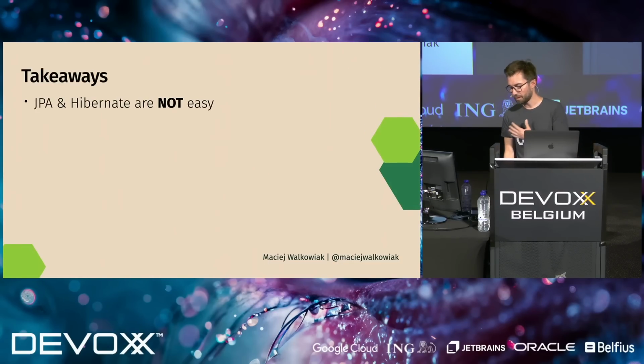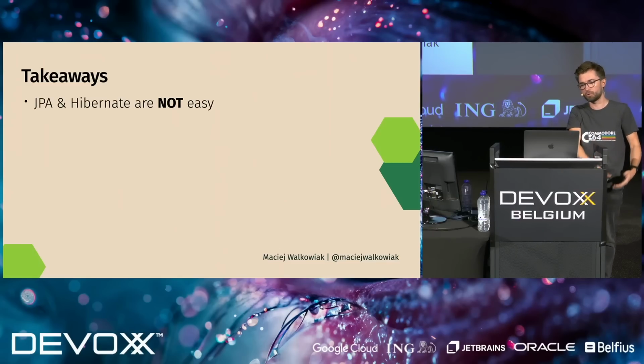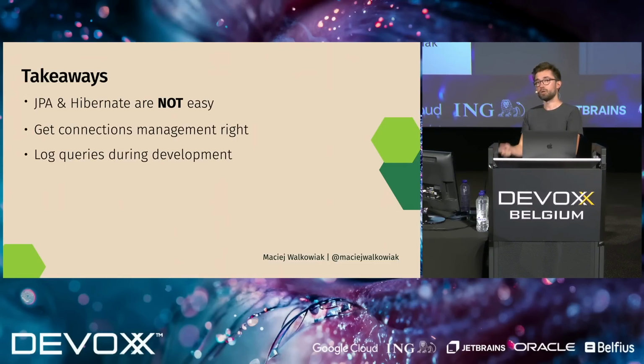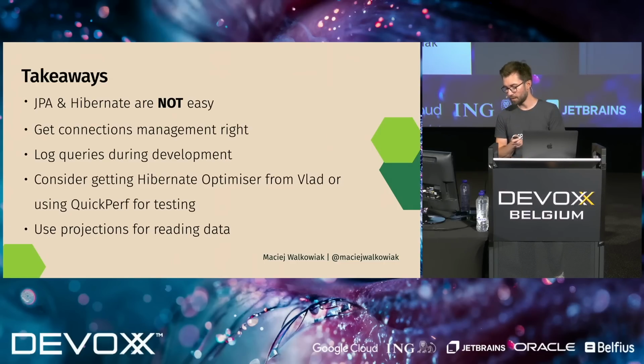The takeaways I would like you to take are that JPA and Hibernate are not easy, and Spring Data, by the way, too, right? I mean, it all looks easy, but there are a lot of layers of abstraction and complexity under the hood, and you just shouldn't take for granted what you see, because what you see isn't really what you get in the end. You have to get the connection management right. Use logging or Digma or any tool that will help you during development to avoid putting these potential problems into production. Consider getting Hibernate Optimizer or contribute to QuickPerf to fix it for the newest Spring Boot version. And definitely use projections for reading data.